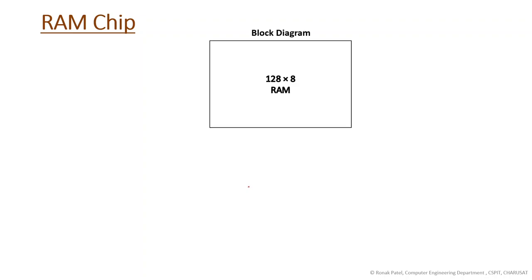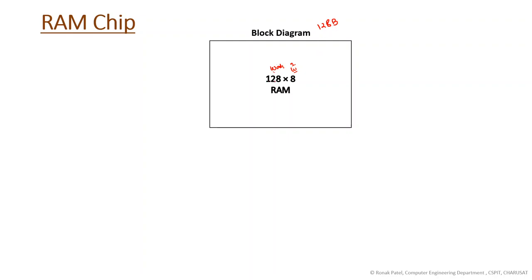Now let's see some of the block diagrams. This is the RAM chip, and this is 128 by 8. It indicates there are 128 words, and this is one word size. How many words are there? 128. What is the word size? 8 bits, which is 1 byte. How many such words? 128. So what is the capacity of this RAM? It's 128 bytes.